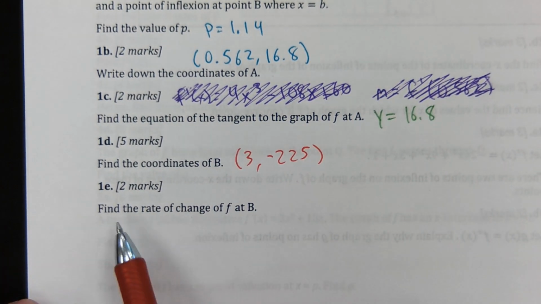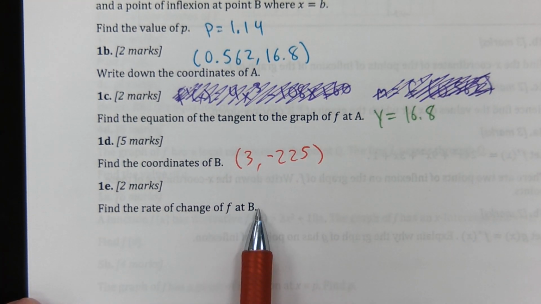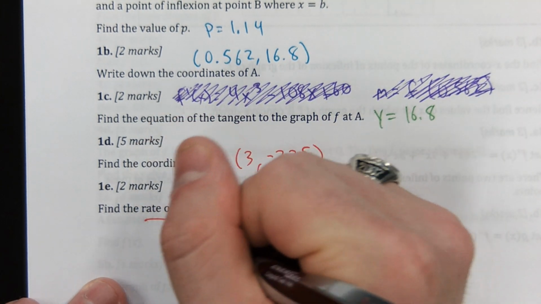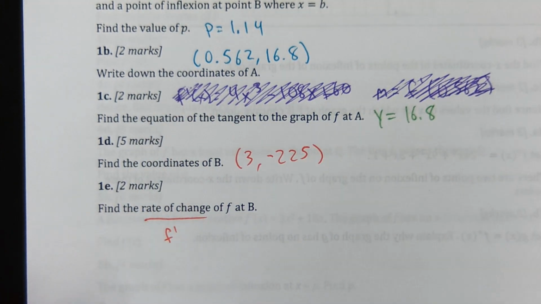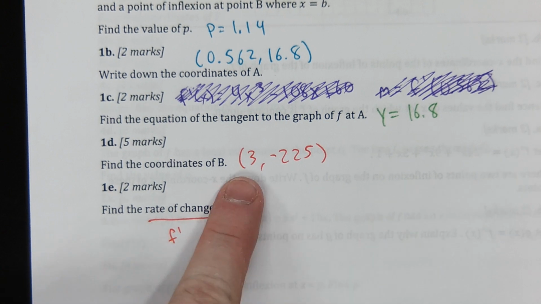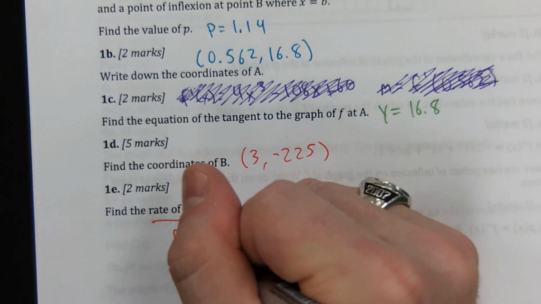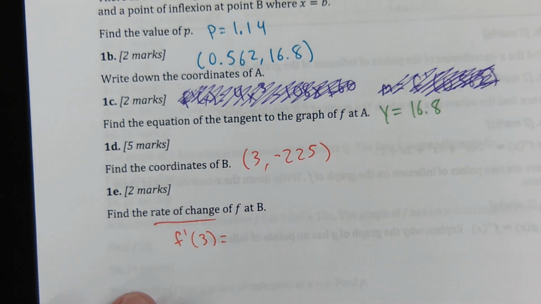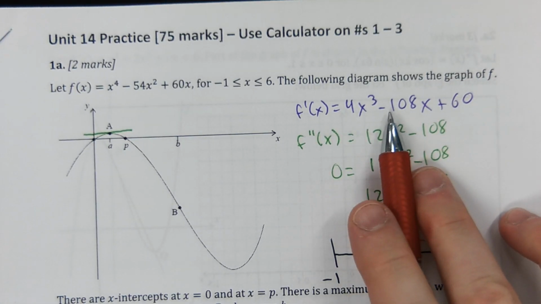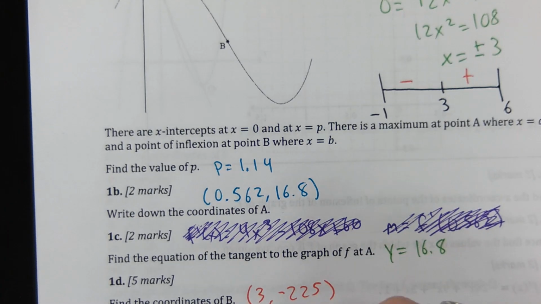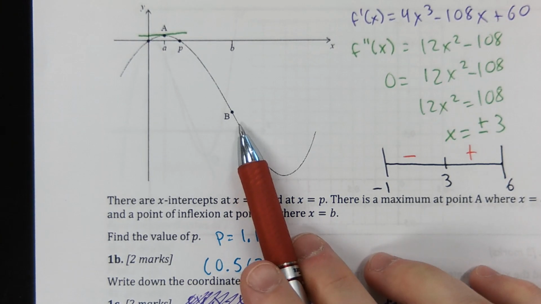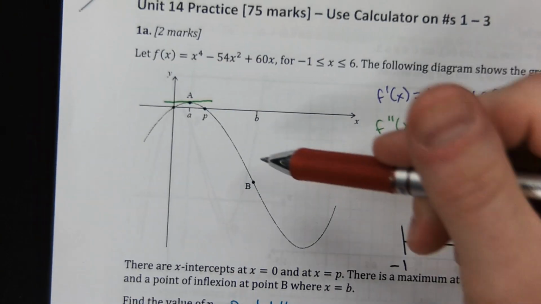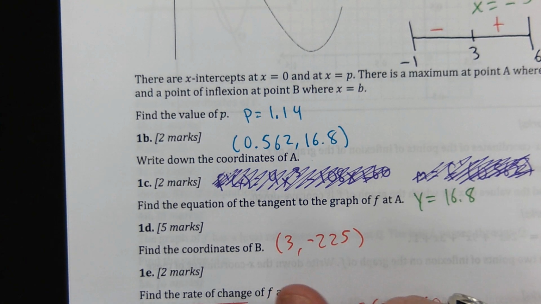And the last part says to find the rate of change at B. Rate of change is f prime. It just wants to know what is f prime at 3. So that's going to be me plugging 3 into this equation. So 4 times 3 cubed minus 108 times 3 plus 60. We could see it better be a negative number because this graph is decreasing here.